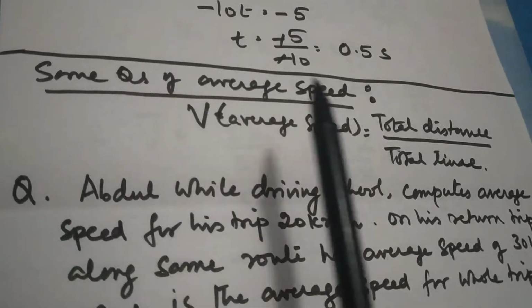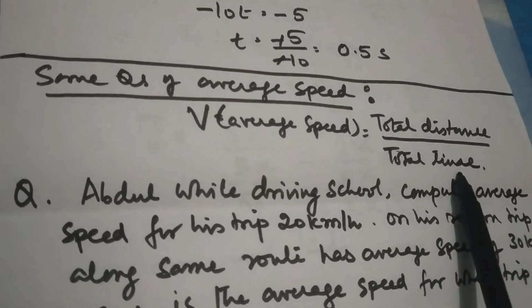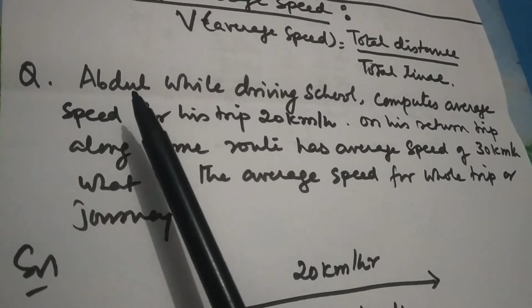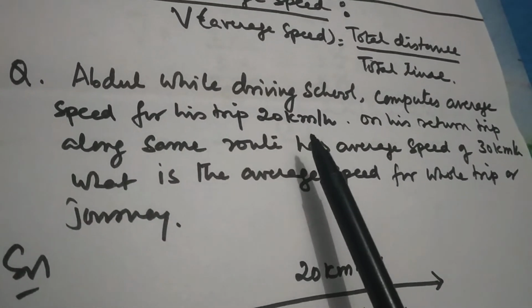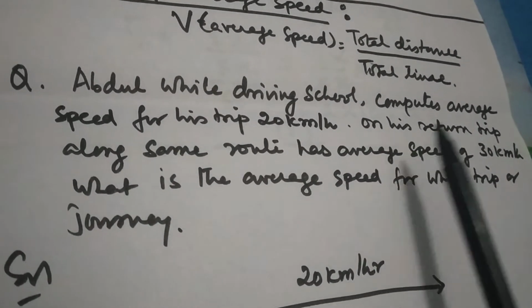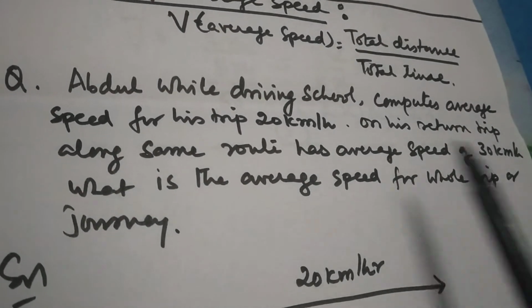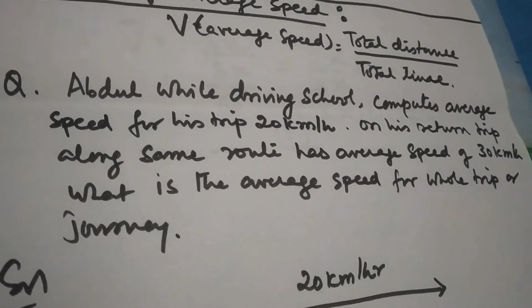So we are taking one more question, for average speed. The formula for average speed is total distance upon total time. Now I am reading one question. Abdul, while driving to school, computes an average speed for his trip of 20 km per hour. On his return trip along the same route, his average speed is 30 km per hour. What is the average speed for the whole trip or journey?